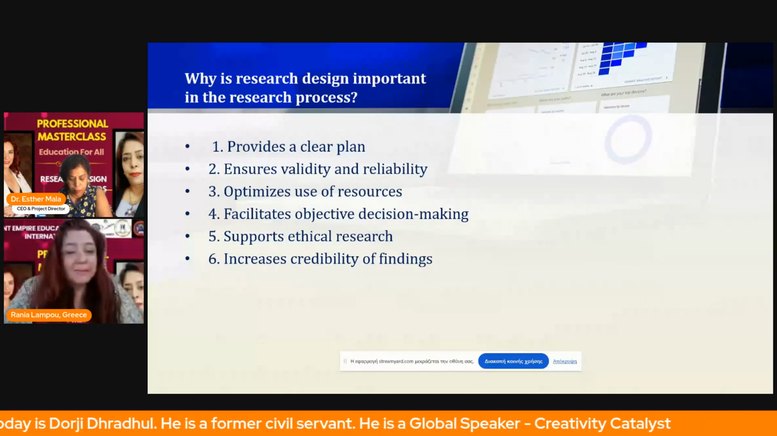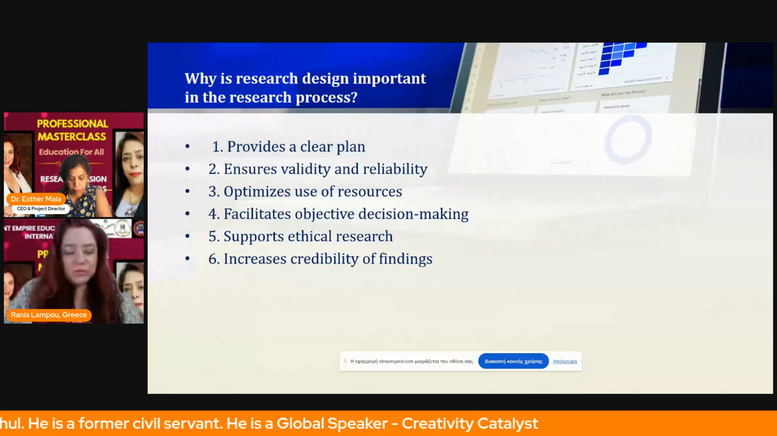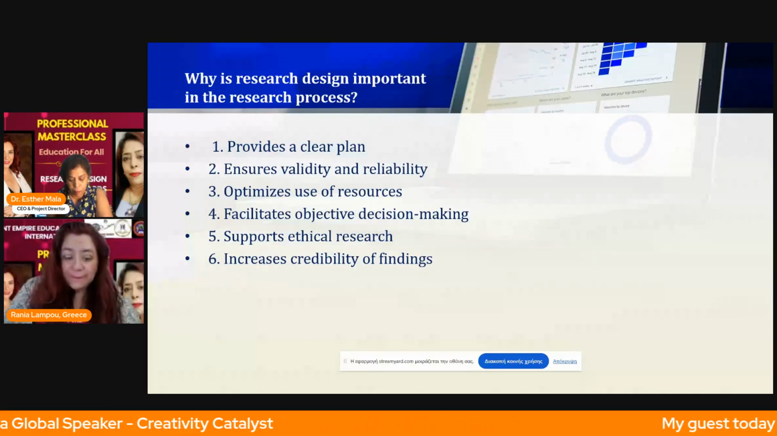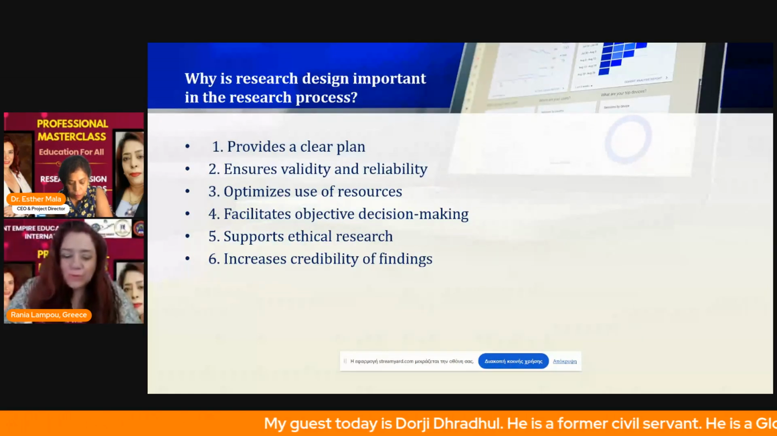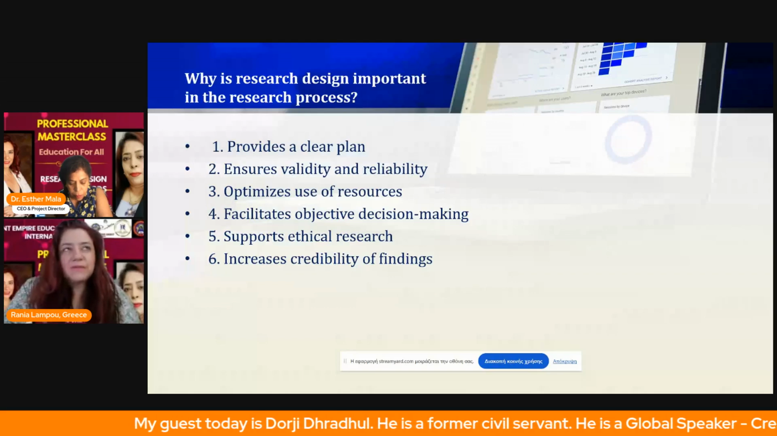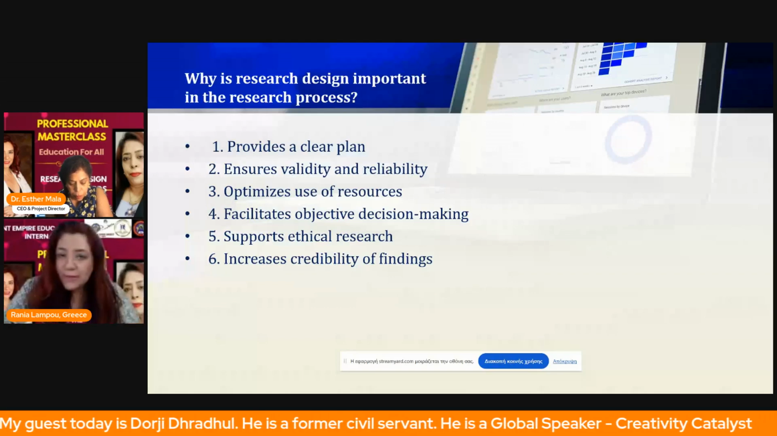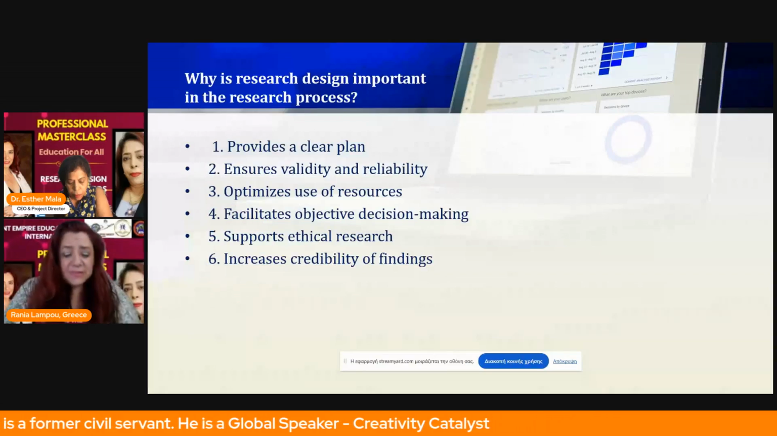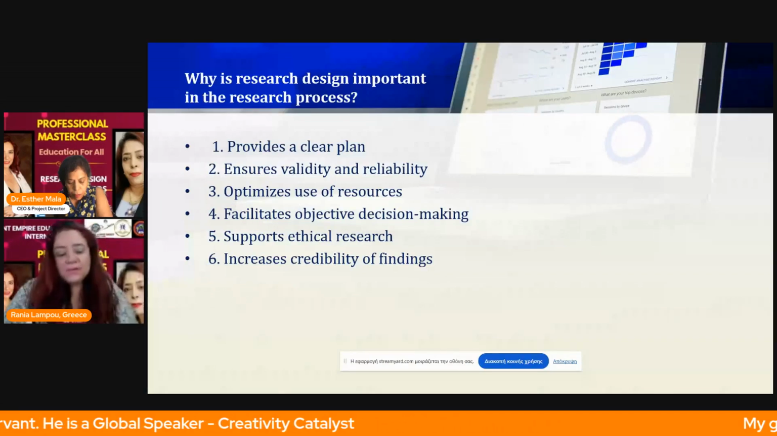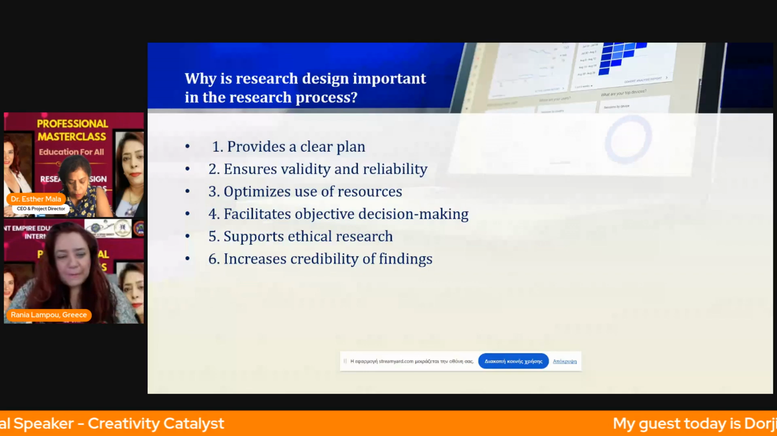validity and reliability. It optimizes use of resources because it helps manage time, effort, and money effectively, reduces waste of data or effort due to poor planning, and facilitates objective decision-making. It defines what data to collect, how to collect it, and how to analyze it, and ensures that decisions are based on evidence, not guesswork.